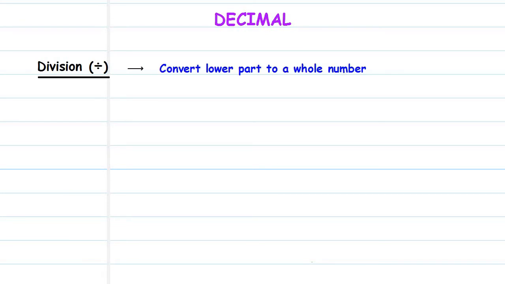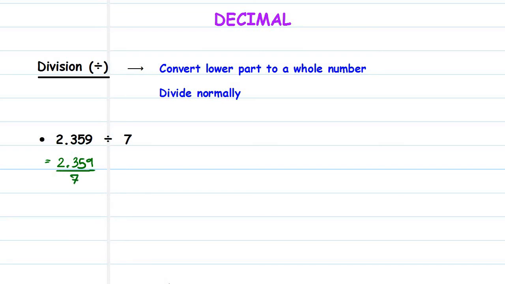First, we will convert the lower part in the division to a whole number. Once we get that, we will divide them normally. Let's take a look at some examples. Here we have 2.359 divided by 7. This is equal to 2.359 over 7.